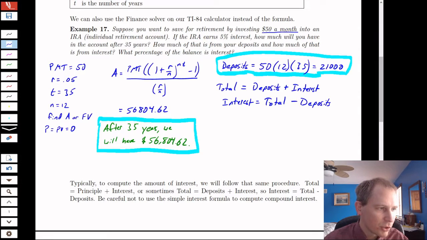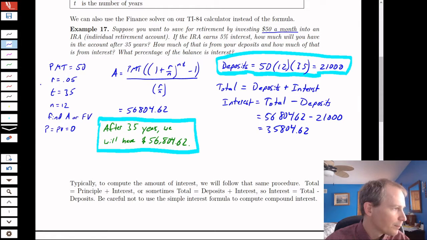Okay, so what we can do is just find the interest by subtracting. We're not using a formula here. So I just take the 56,804.62 and I subtract 21,000 and I get 35,804.62. So that's how much comes from interest.